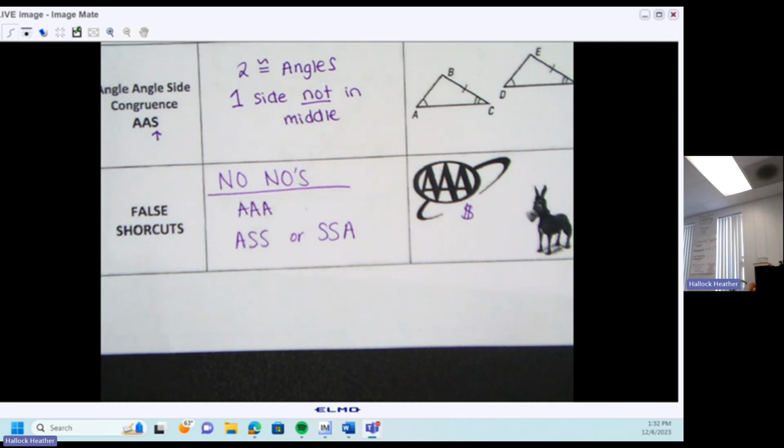Because if you have an angle, let's draw a triangle. If you have an angle and a side that are congruent, this side could technically expand, keeping these side lengths the same. Like, how do I draw this? This angle would be the same. I don't know how to draw it.